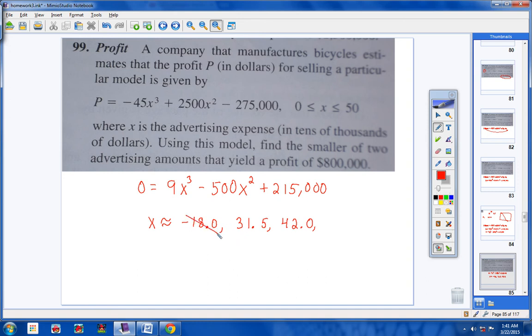So also -18 was one of my values. That's not going to help. Here's another one if I would have kept going, 42. But the smallest one is 31.5. That was the smallest 0 that I had on my x-axis, okay? Alright, hope that makes sense.